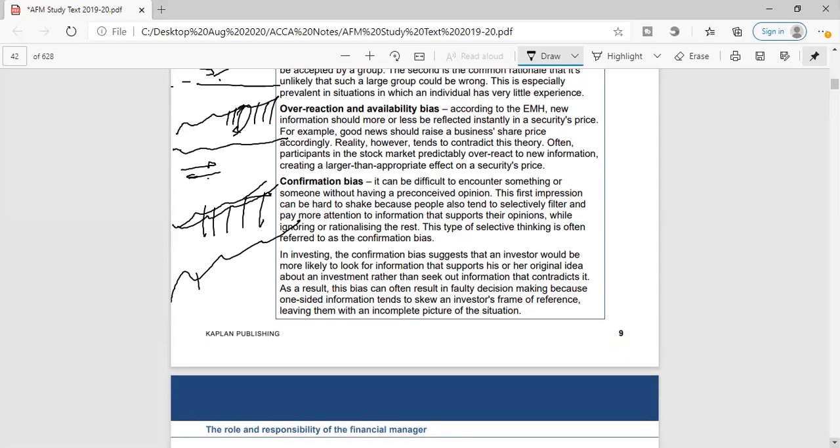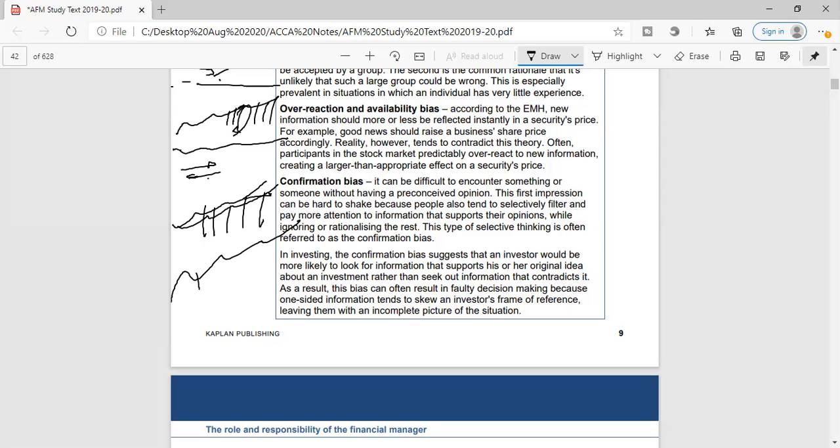And then finally, confirmation bias. If you choose a stock based on your theory and it works, then you think that your theory was right and you start to buy further. But if your theory did not work, then you will still buy, thinking that it is going to go up further. So this is confirmation bias. Either way, you just try to confirm your theory no matter what.